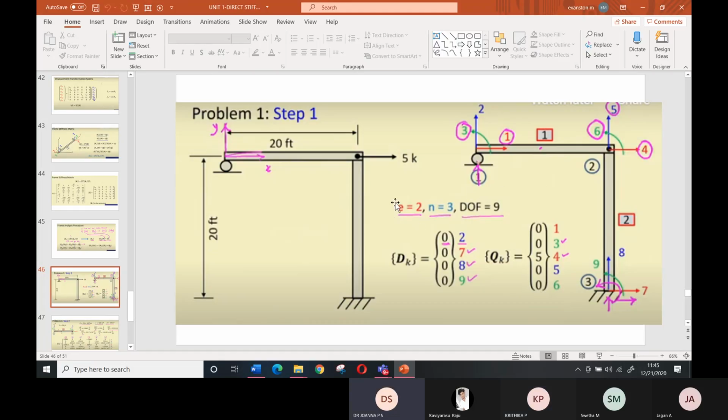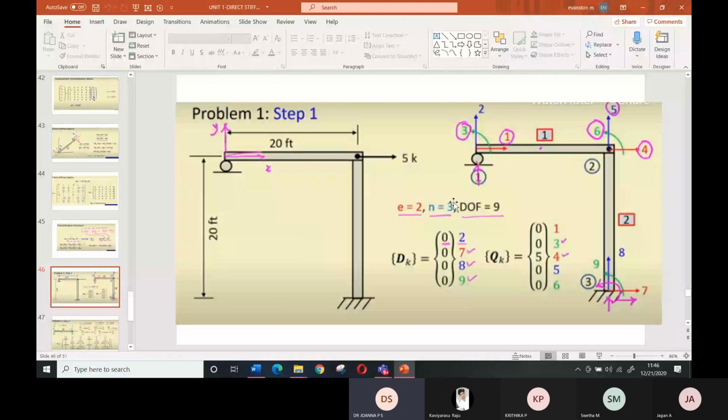How many elements are there? Two elements. This is one horizontal and one vertical. So how many elements are there? Two elements. Am I correct? Number of elements. Yes, ma'am. One beam and one column. We put together, we call it an element. So number of elements is 2.